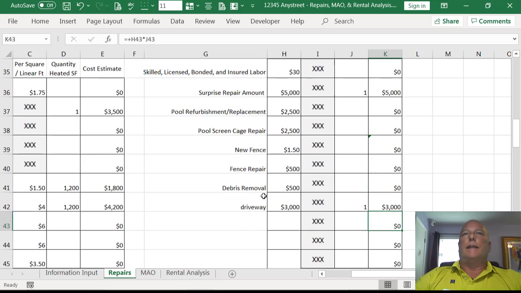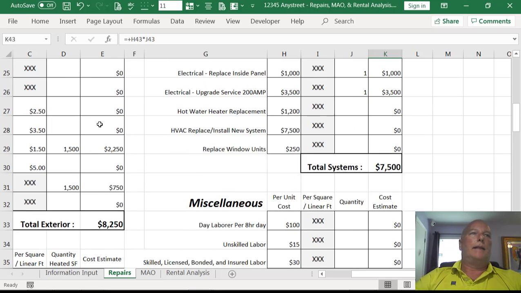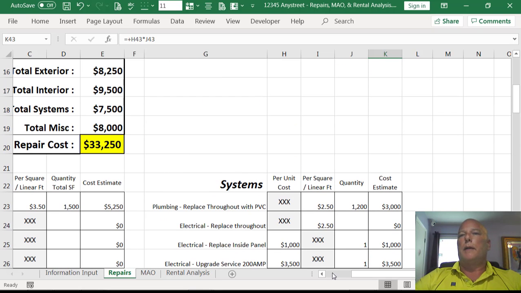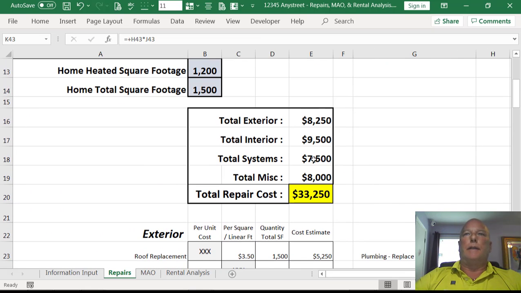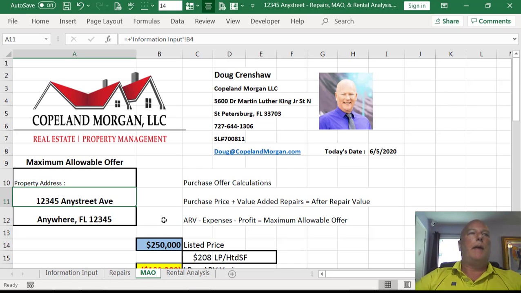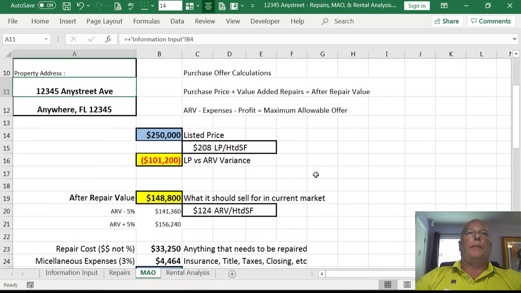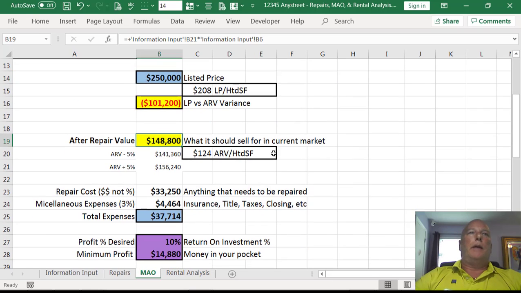So what that does is it tells you miscellaneous, all that kind of stuff, and if you go back up here to where the repairs are, it gives you your total for exterior, interior, systems, miscellaneous. So there's your total repair cost. And what that does is it goes over here to the Mayo calculator. This address over here is all going to be included already. It's already going to upgrade, and I'll show you that shortly. But you can see here the list price is already in there. The after repair value based on what's in there is $148,000.